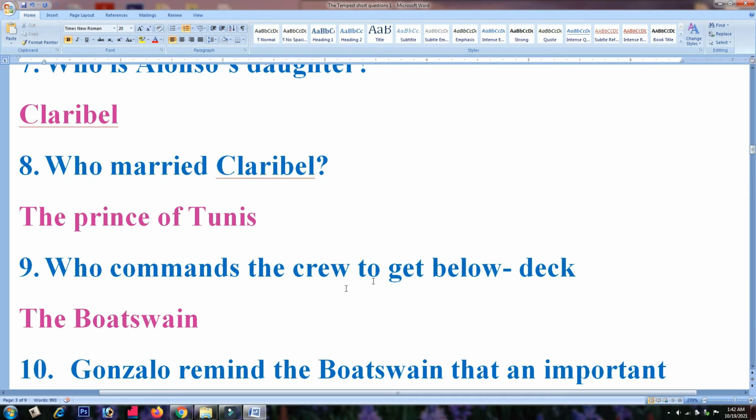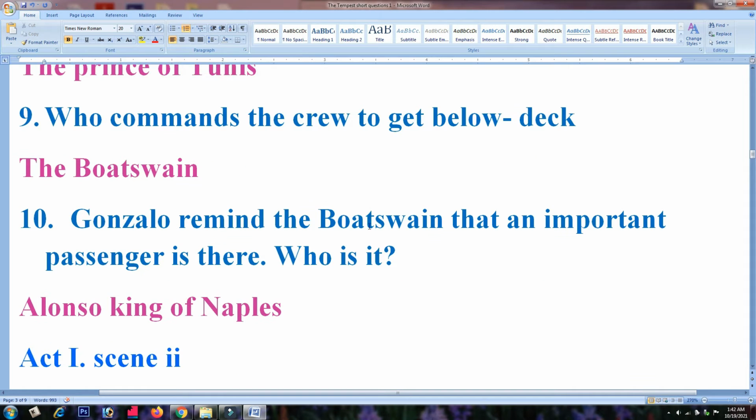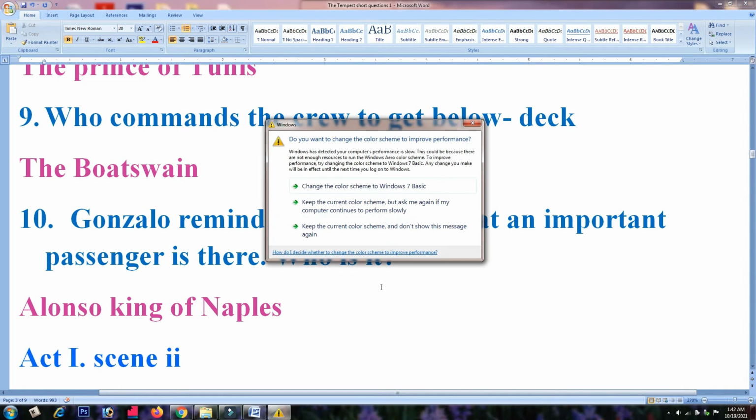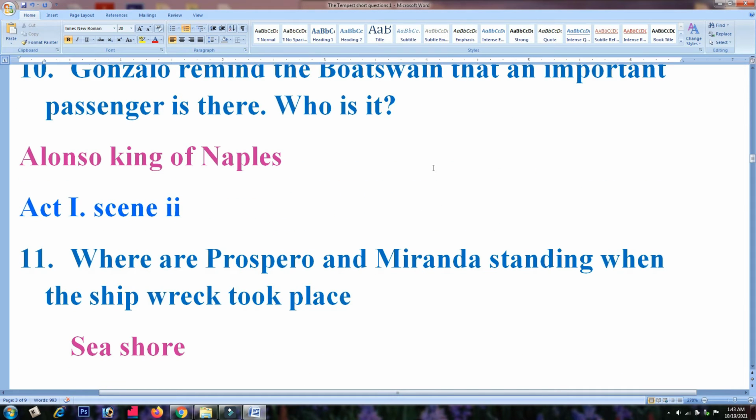Who commands the crew to get below deck? The boatswain. Gonzalo reminded the boatswain that an important passenger is there. Who is it? Alonso, King of Naples.